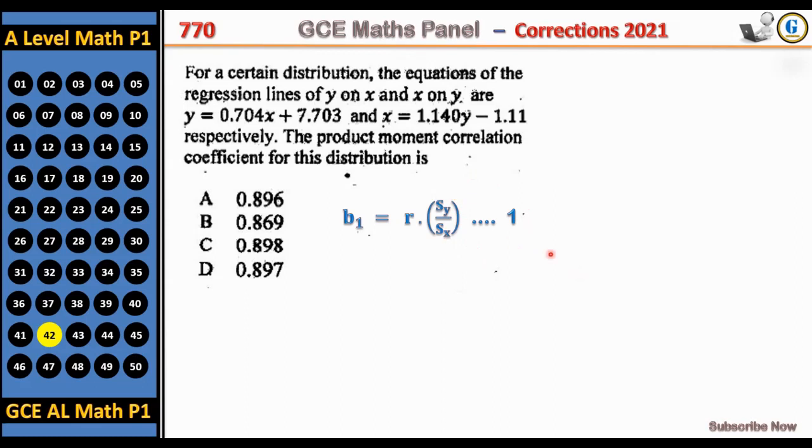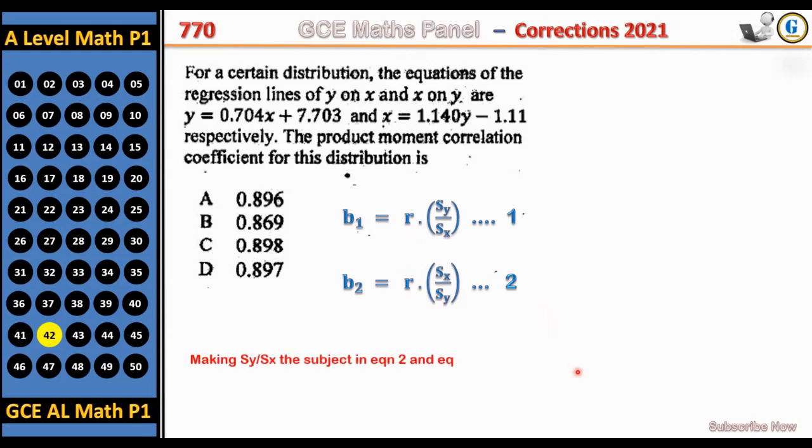And then for the regression line x on y, let us use b2. So we are going to call this 1.140 our b2, and this b2 will be equal to r. Note that this correlation does not change whether you use x on y or y on x. But in this case, since this line is x on y, we have the s on x on top as numerator on y, equation 2. So from here we are solving for r.